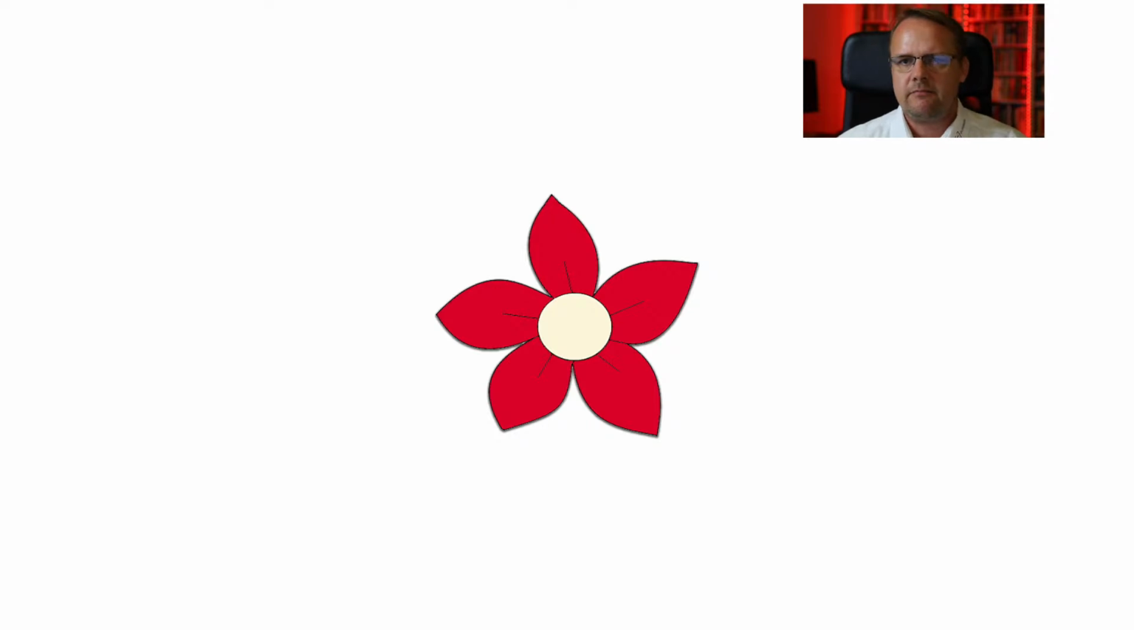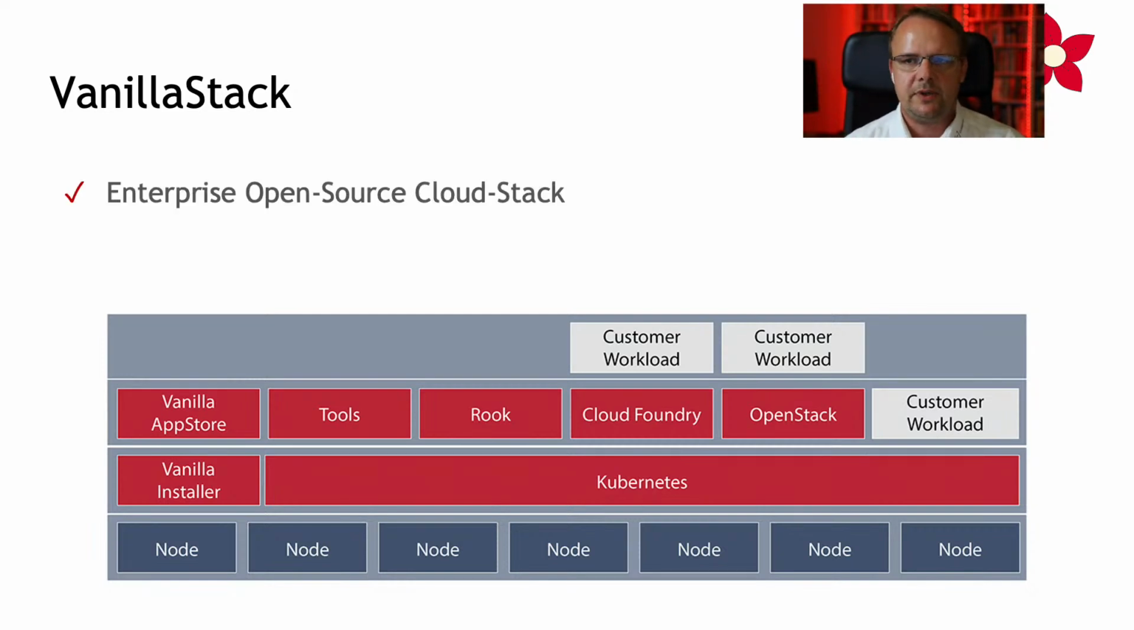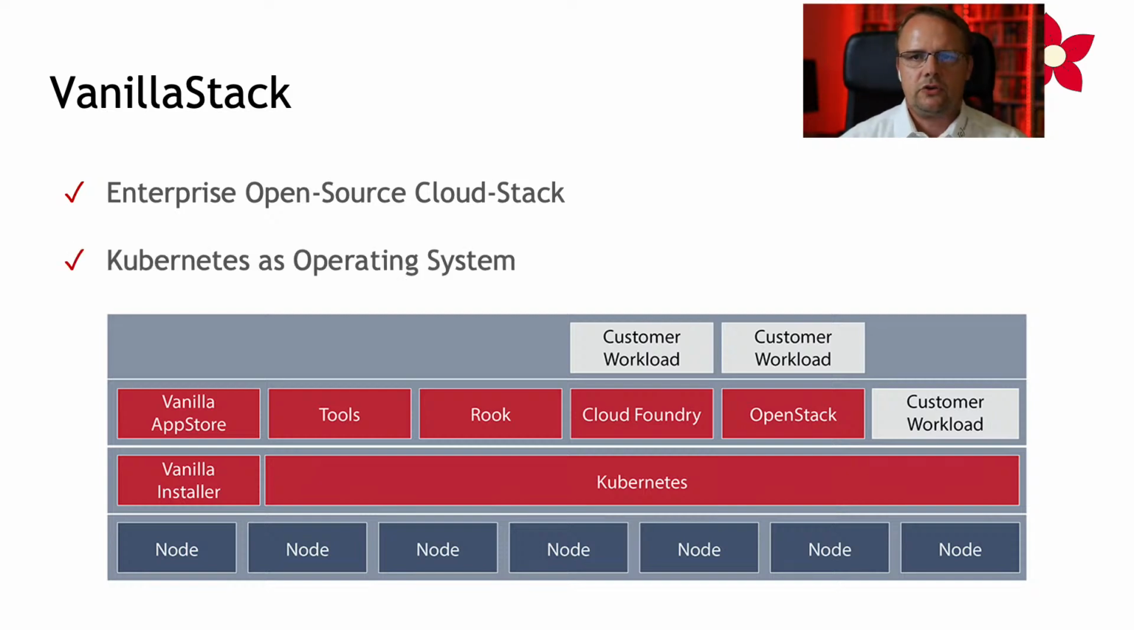So we figured it makes a lot of sense to bring out something which basically takes away the complexity and makes it easy to run your containerized workloads. And that is VanillaStack. VanillaStack is basically an enterprise open source cloud stack. It is based on Kubernetes. And I go as far as to say we at Cloudical understand Kubernetes as our operating system.